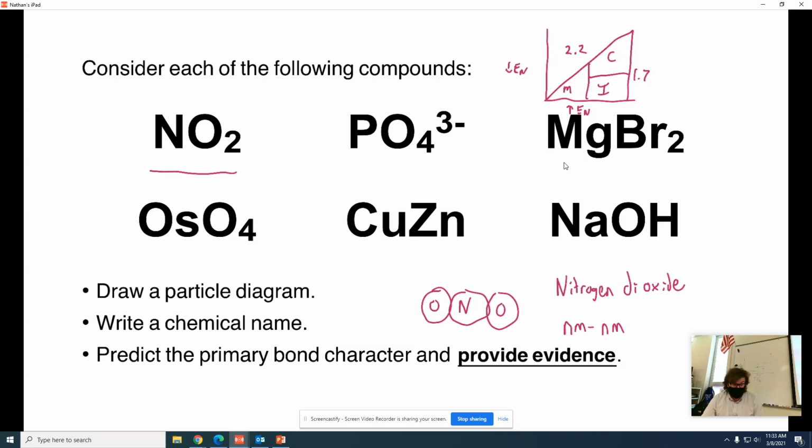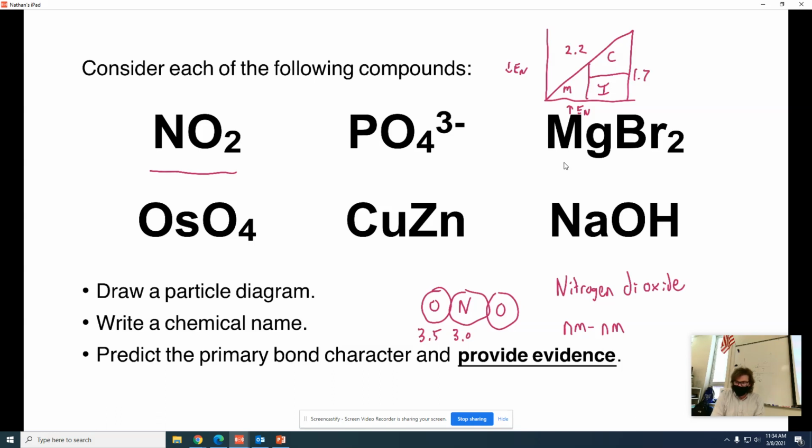So to do that, we need to look up the electronegativity of both nitrogen and oxygen. To do that, you will need your periodic table. We'll be looking at the front side, which has the smaller boxes. And the electronegativity is given in the bottom right corner of each entry. So if I look at nitrogen, nitrogen has an electronegativity of 3.0. Oxygen has an electronegativity of 3.5.